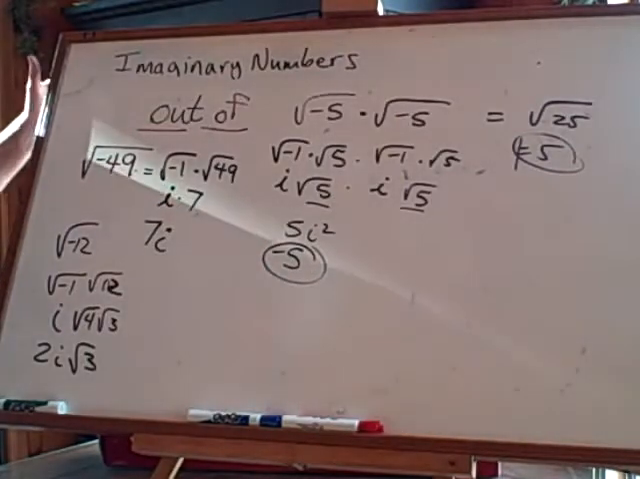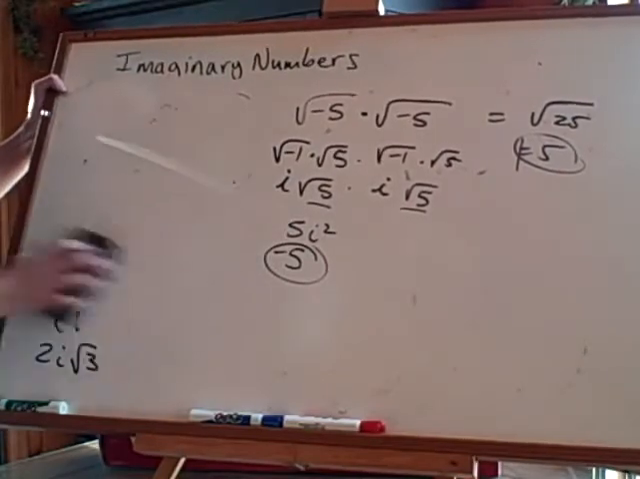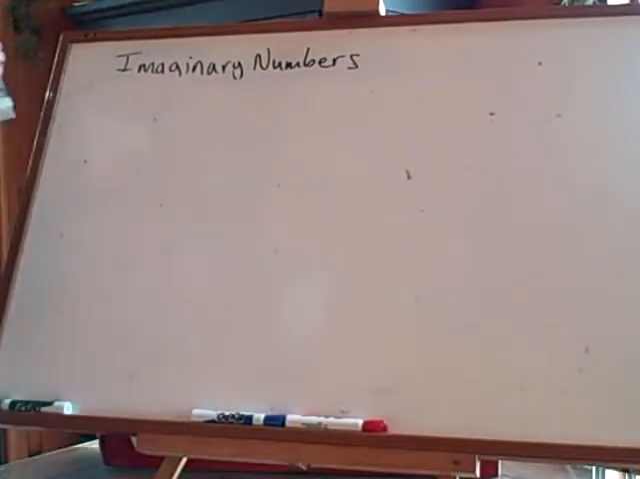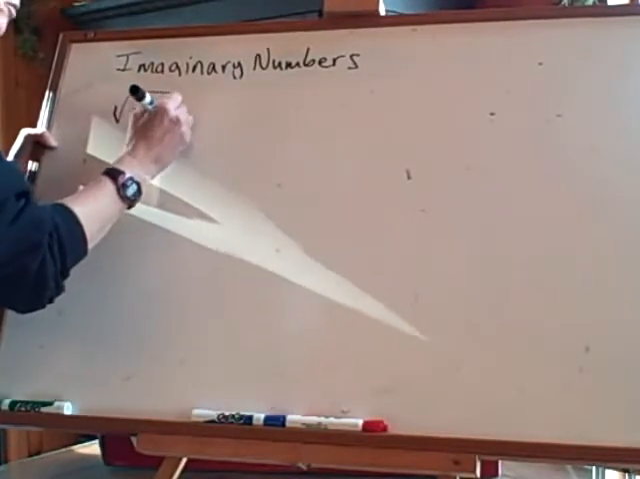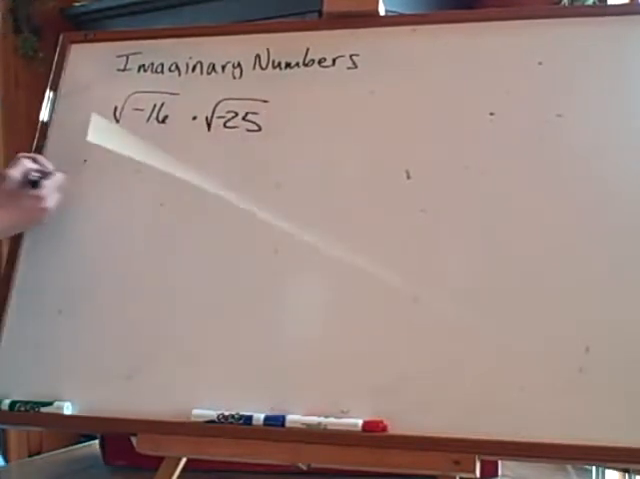Let's look at our next one. Can I erase this? Okay, now we have a product, and this is where we have to make sure that we pull our i's out. Negative 16 square root times negative 25.